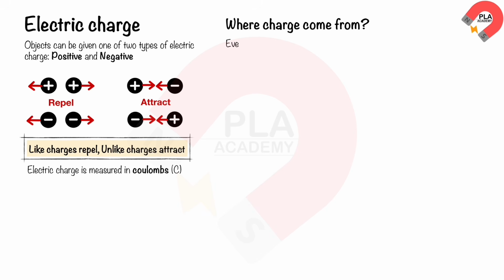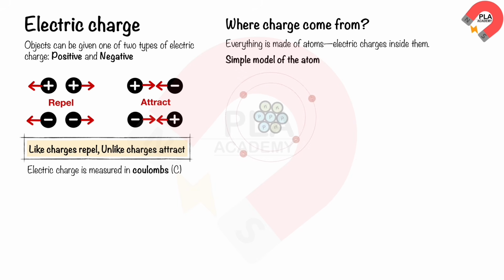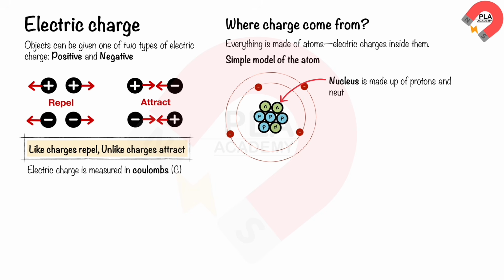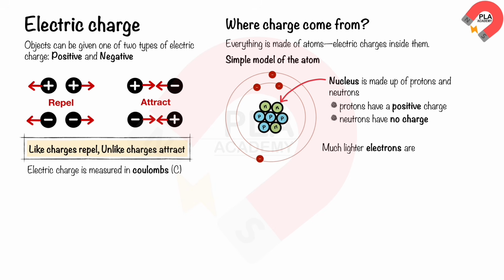Where do charges come from? Everything is made of tiny particles called atoms. They have electric charges inside them. A simple model of the atom is shown on the diagram. There is a central nucleus made up of protons and neutrons. Protons have a positive charge. Neutrons have no charge. Much lighter electrons are orbiting around the nucleus.